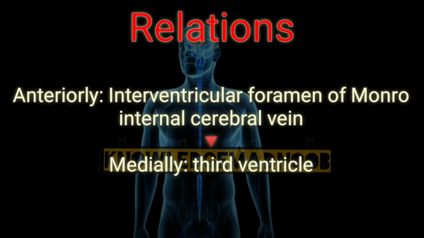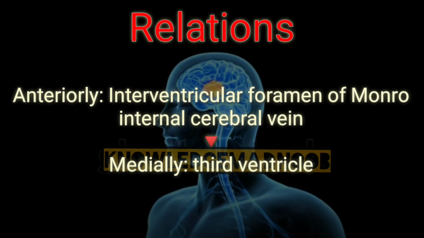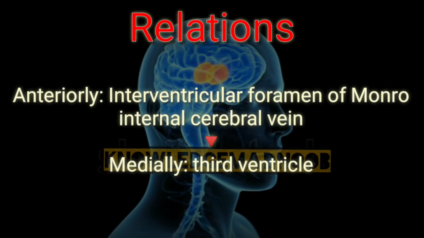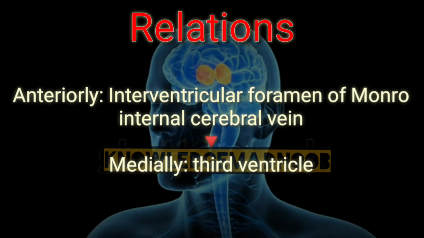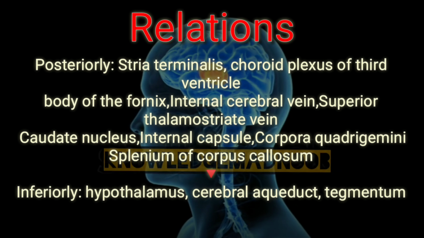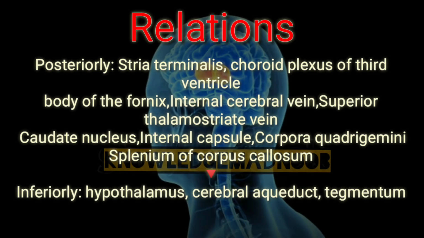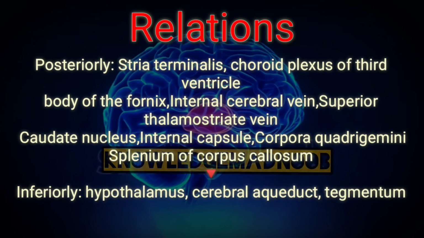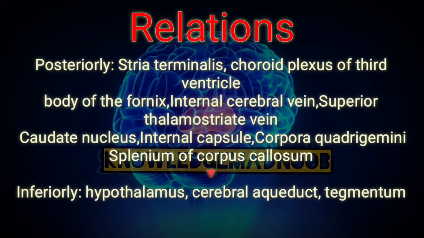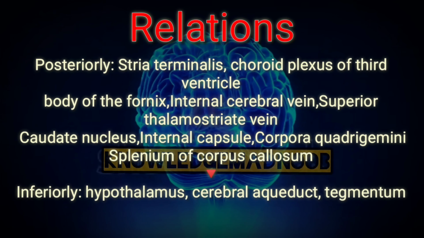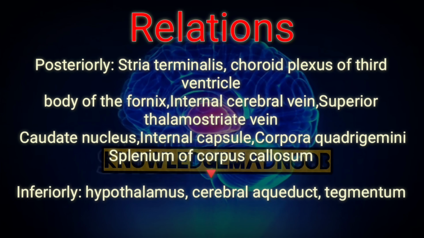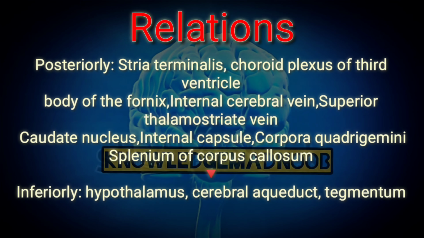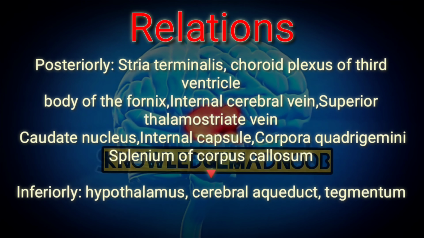Let me see what are the relations of thalamus. The thalamus is anteriorly related to the interventricular foramen of Monro and internal cerebral vein, and it is medially related to the third ventricle. It is posteriorly related to striae terminalis, choroid plexus of the third ventricle, body of the fornix, internal cerebral vein, superior thalamostriate vein, caudate nucleus, internal capsule, corpora quadrigemina and splenium of corpus callosum, and also it is inferiorly related to the hypothalamus, cerebral aqueduct and tegmentum.